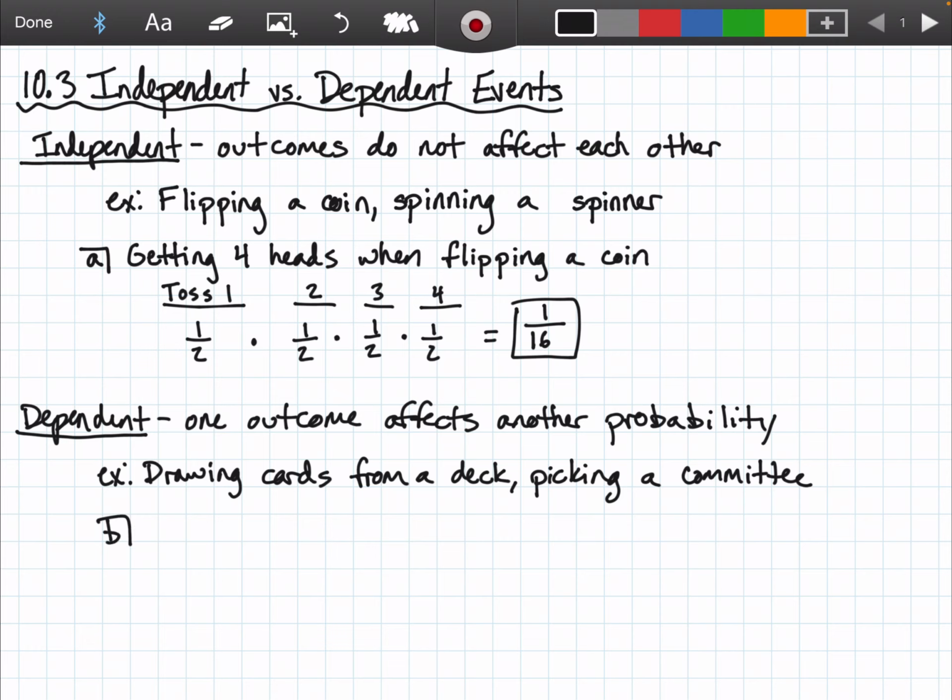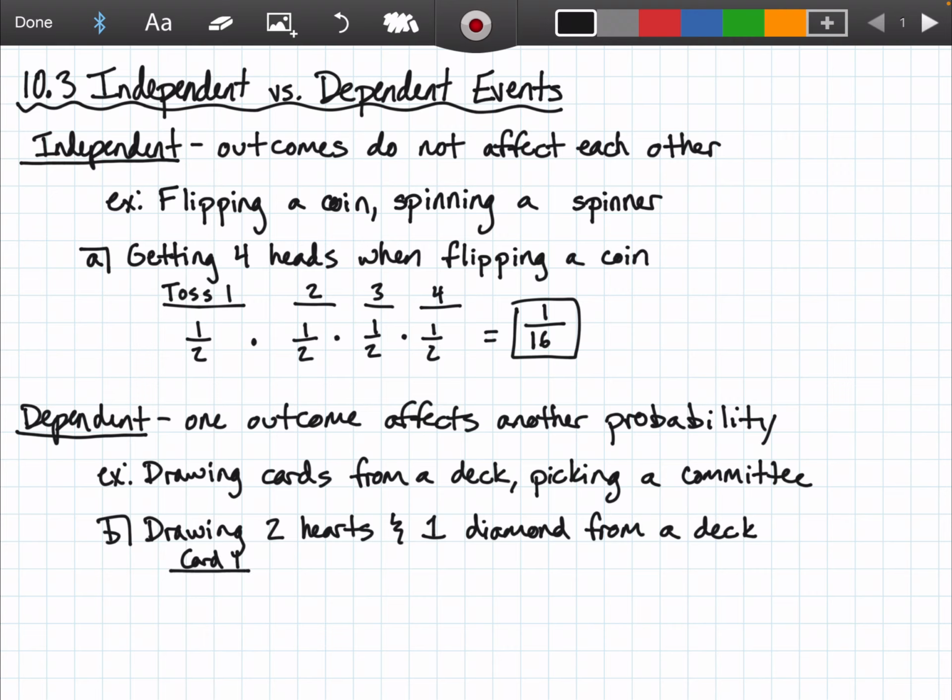Here's an example. Let's take a look at the probability if I'm drawing 2 hearts and 1 diamond from a deck of cards. Some of you know about a deck of cards. There are 52 cards and there are 13 per suit. And so my first card, let's say I go for a heart here. Well, I know there are 13 hearts out of 52 cards in the deck.